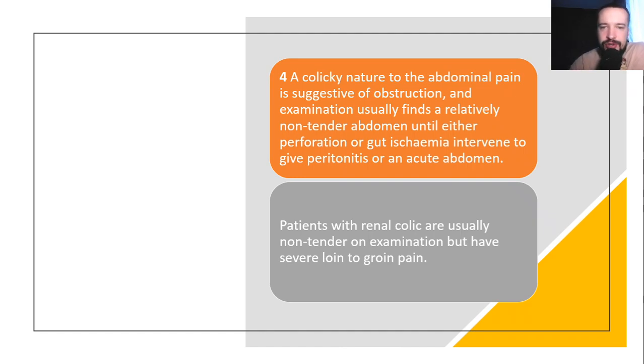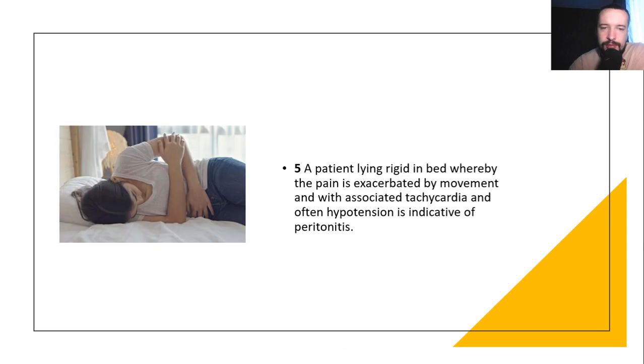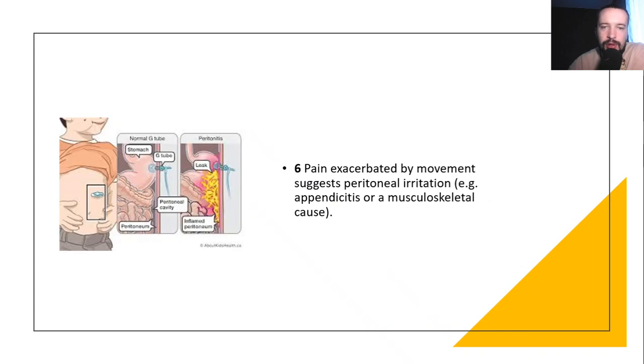Until a perforation or gut ischemia intervene to give peritonitis or an acute abdomen. Patients with renal colic are usually non-tender on examination, but have severe loin to groin pain. Fifth, a patient lying rigid in bed, whereby the pain is exacerbated by movement and with associated tachycardia and often hypotension, is indicative of peritonitis. Pain exacerbated by movement suggests peritoneal irritation, appendicitis, or musculoskeletal causes.